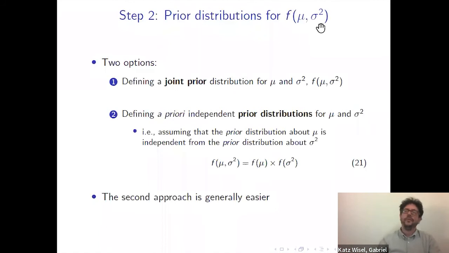The second step in any Bayesian analysis is coming up with the priors for the parameters, mu and sigma. I could generate a joint prior, essentially a prior distribution for mu and sigma squared together. It's easier, typically, though, to use different priors for different sets of parameters. In this case, to specify a prior for mu and a different prior for sigma squared.